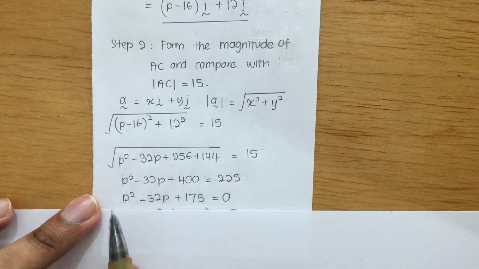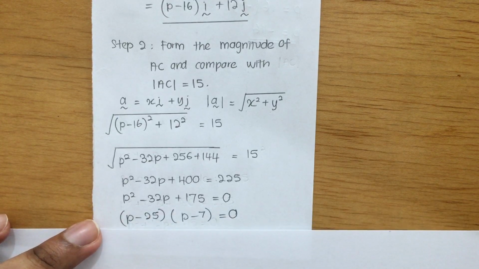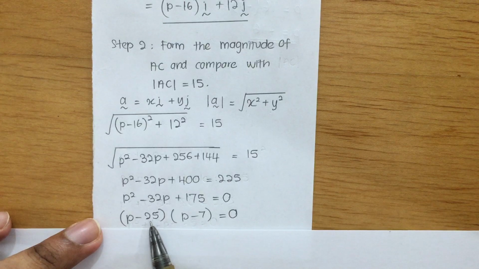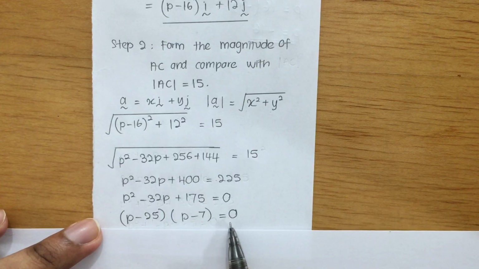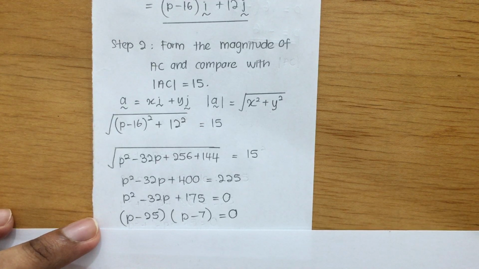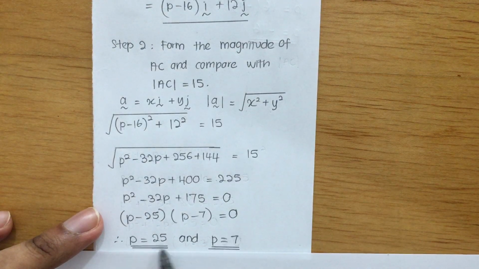Okay, as you notice here, we have already formed a quadratic equation, guys. Now we can proceed to the factorization method. So from here, you get (p minus 25) in a bracket and (p minus 7) in a bracket equals 0. In this case, you have two possible answers for p, where p equals 25 and p equals 7. So these are your final answers. Okay guys, we have already solved question A.